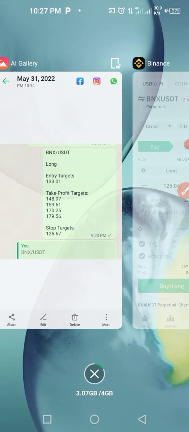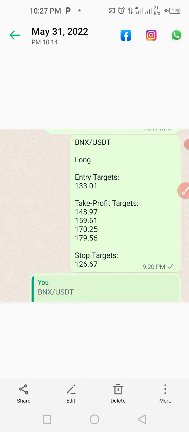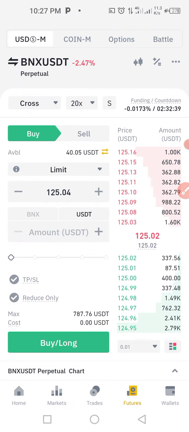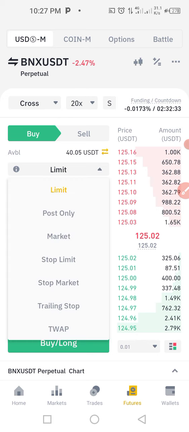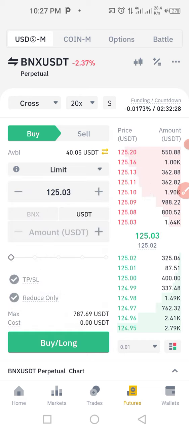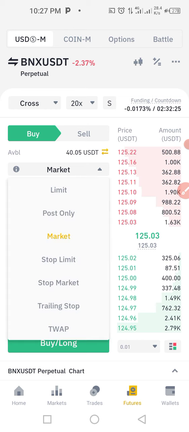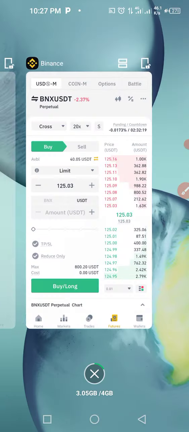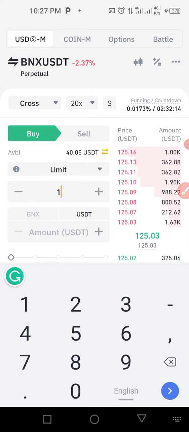All right, so now the signal says we should enter the trade at 133.01. So what you need to do is you come here, you put this place and at buy, then the limit. You click on limit order, not the market order, because the signal is not asking us to buy at market order, so we are to buy at limit order. So let's buy at 133.01. So type here 133.01. That is where I'm buying.